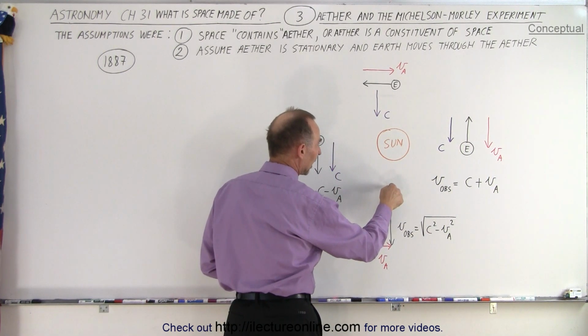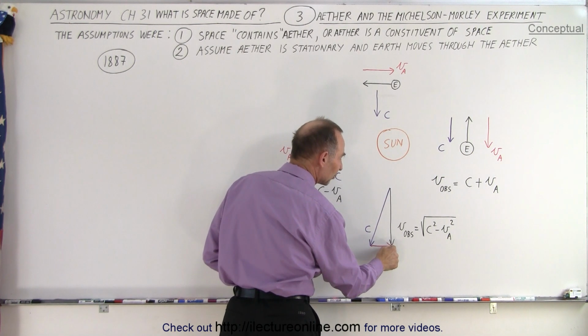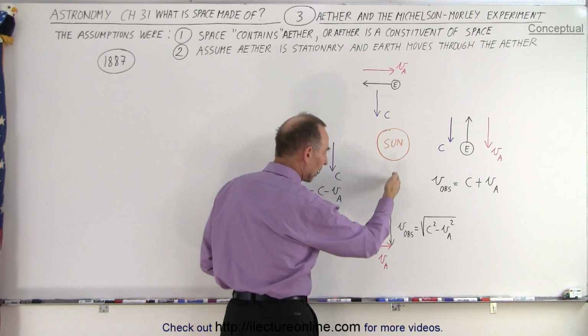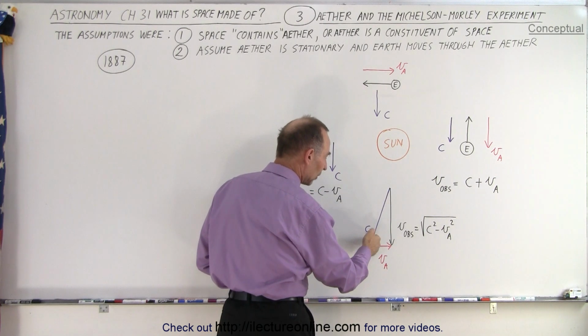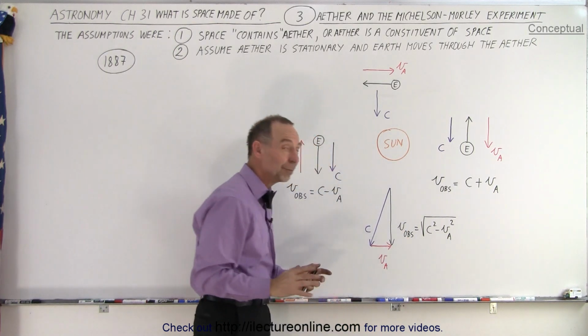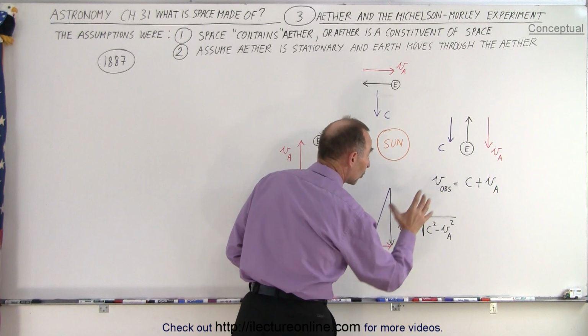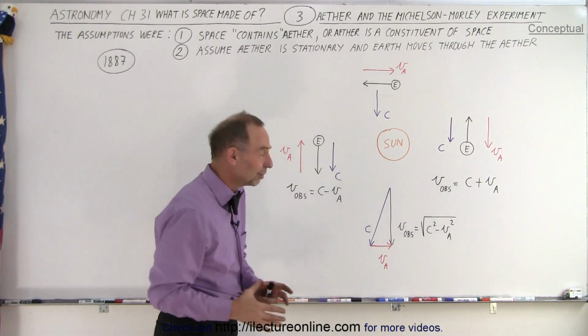Now, for the light to go from where we emit it to the other side of the experiment, we need it to go in this direction. We have to then slightly make the light go this way so that the ether will push it back here, and the observed velocity is going to be equal to the square root of c squared minus the velocity of the ether squared, kind of like the Pythagorean theorem.